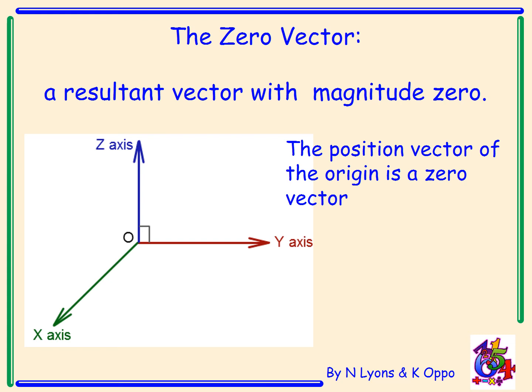And here's our last example. Now a zero vector is a resultant vector with a magnitude equal to 0. So looking at our x, y, z 3D coordinate axes here, the position vector of the origin 0 is a zero vector. It's the vector 0, 0, 0. Its magnitude equals 0. It's a zero vector.